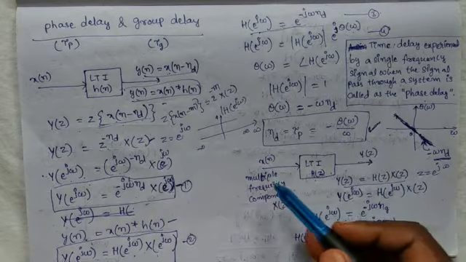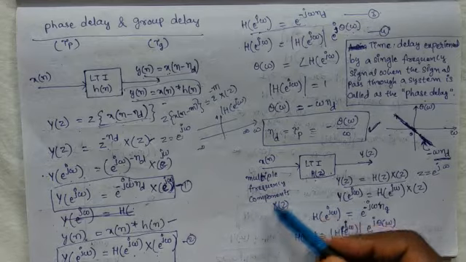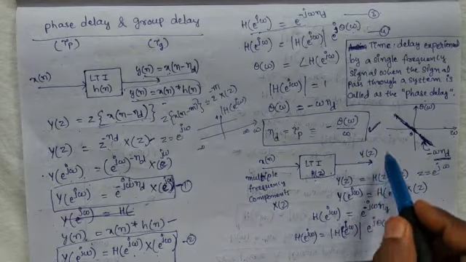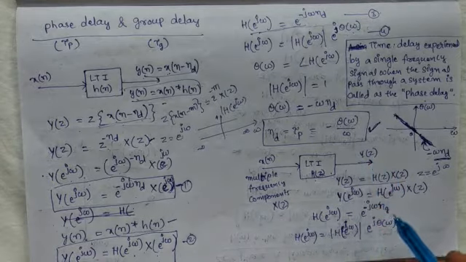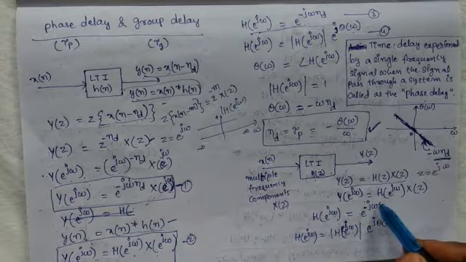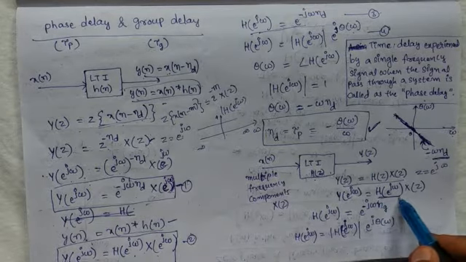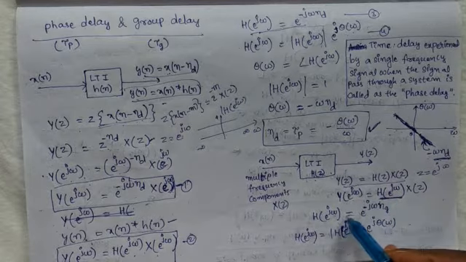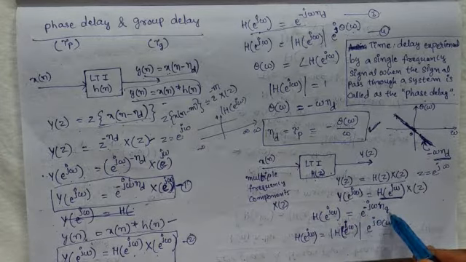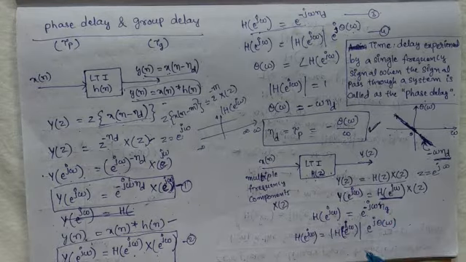Actually, all the frequency components experience the same time delay. So H of e^(jω) is equal to e^(-jω ng), where ng is the group delay.